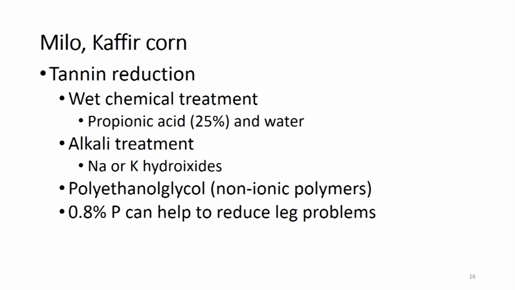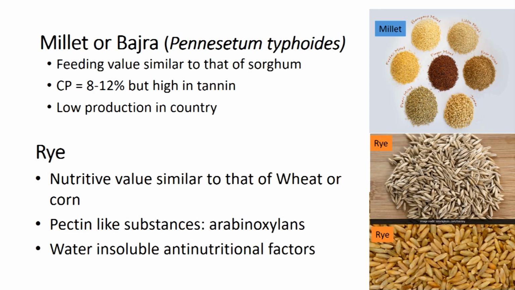Next, millet, or locally known as bajra. Its feeding value is similar to that of sorghum. Protein content is around 10%, but again, the tannin content in bajra is quite high. In Pakistan, it is mostly produced for human consumption or used for bird feeding. Its production is low, and that's why it is not commonly used in the industry.